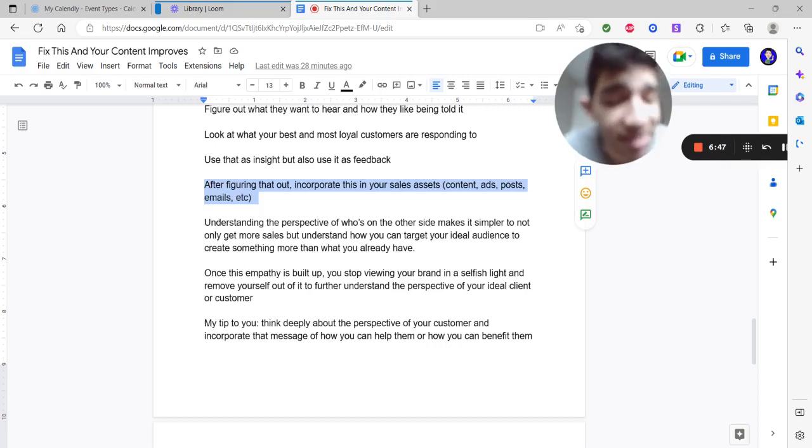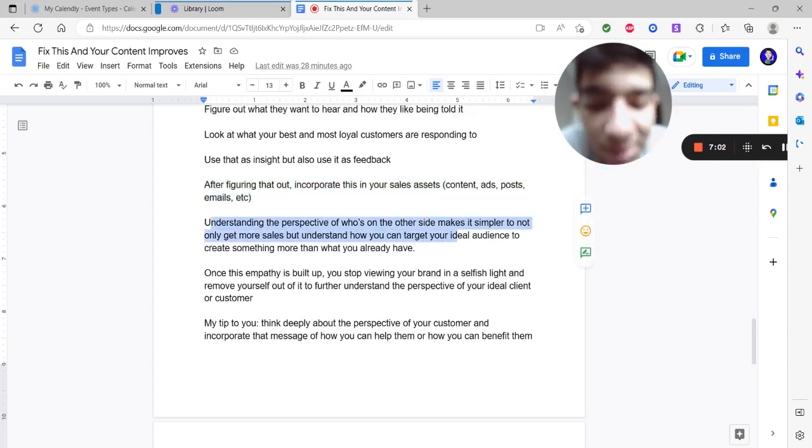Any sales asset that can get people looking at your website, or emailing you, calling you, saying that they want your service, or maybe that they want to buy your product, right? That's what you want to do. That's the key. That's the goal at the end of the day. Understanding the perspective of who's on the other side just makes it simpler. Not only to get more sales, but also understand how you can target your ideal audience to create something more than what you already have.